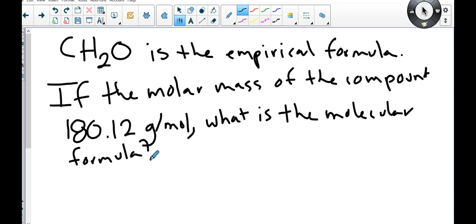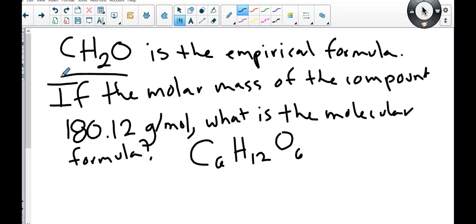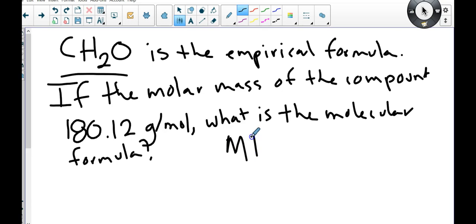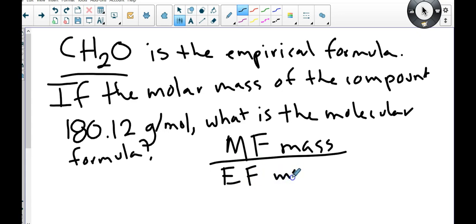If we think back, we already knew that this was the molecular formula. Normally you won't know. But what if we reduce all the subscripts to get the empirical formula? We reduce them all by a factor of 6, right? We divided by 6. So, if we're trying to go the other way and get this, what we'll have to do is take the molecular formula mass divided by the empirical formula mass.